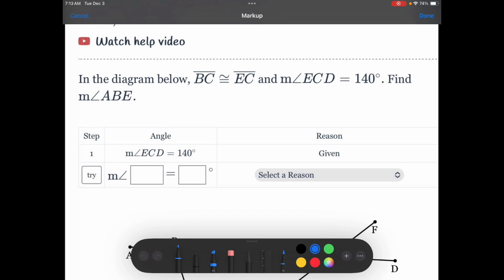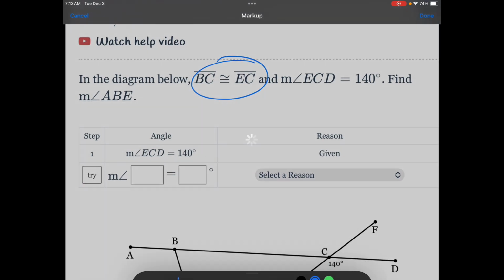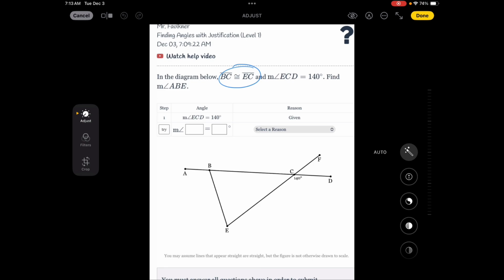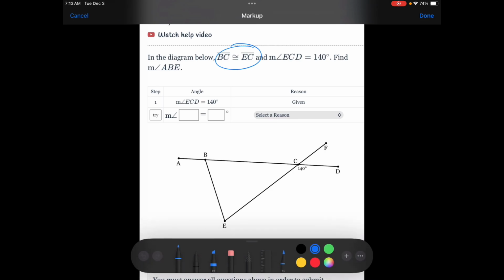The first thing I'm going to notice is they're giving us a congruence statement, right? So the congruence statement is telling us that we have a pair of congruent sides. I'm just going to go mark that first. So BC is congruent to EC. Here's BC, here's EC. So that's going to make this an isosceles triangle. All right, let's keep it going here.